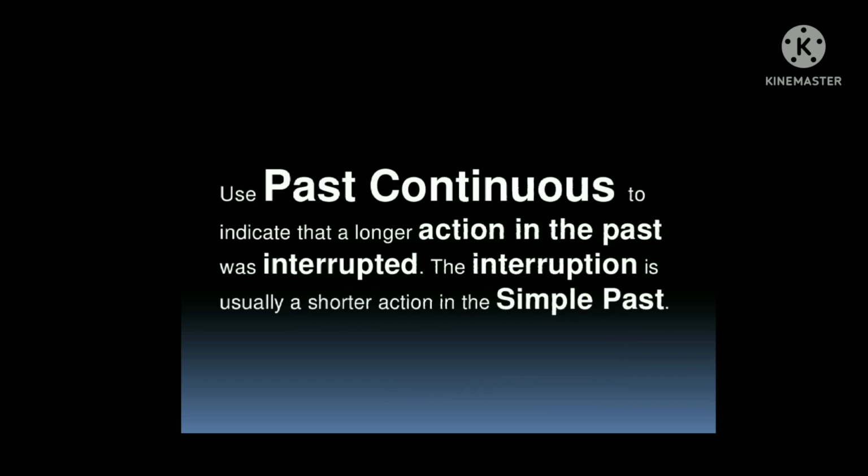We use past continuous to indicate that a longer action in the past was interrupted, and the interruption is usually a shorter action in the simple past. Okay, means we have to use the past tense having a longer action that was done and it has a small interruption or shorter action, that is the simple past.